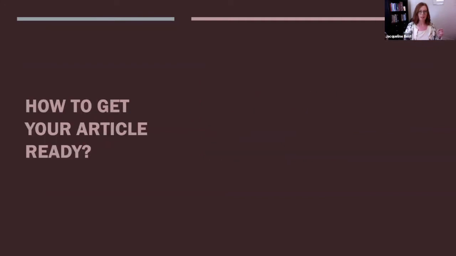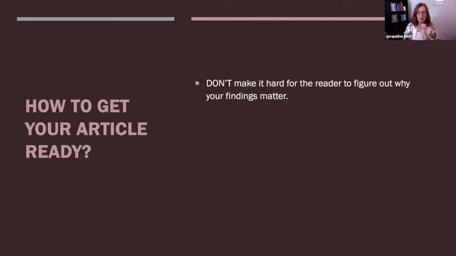Okay. So first, where to publish, then how to get your article ready. Okay. And this is me switching hats a bit and thinking about it as someone who was, I'm not actually one of the editors of Ripe anymore, but was for 3 years until a year ago, right? So this is looking at it from the angle of the editor reading the work. And number one would just be, don't make it hard for the reader to figure out why your findings matter. Make it real, make the who cares really, really obvious.